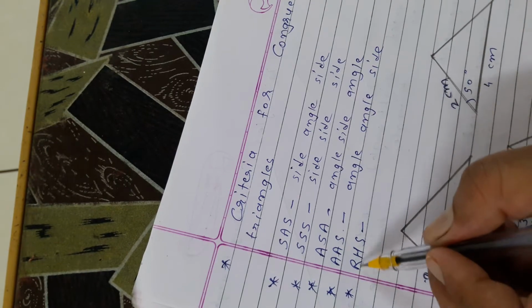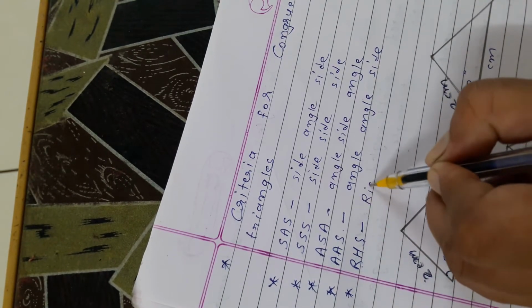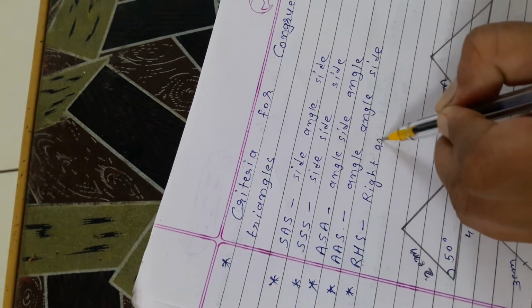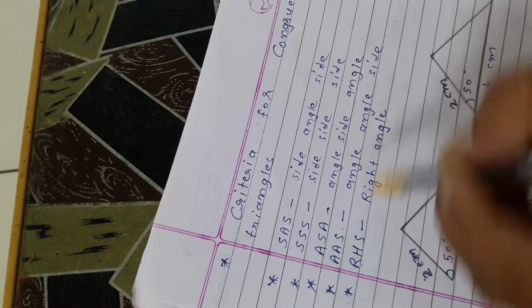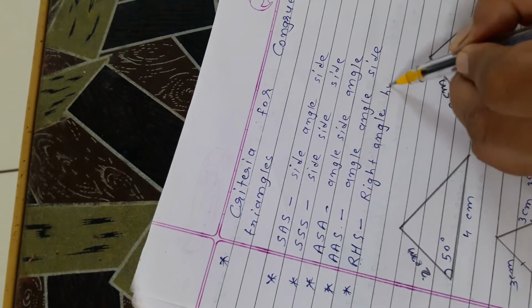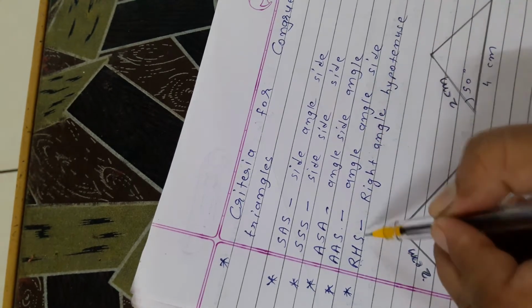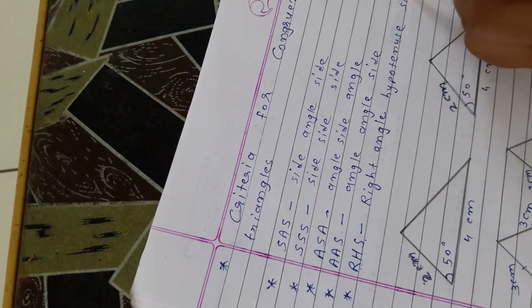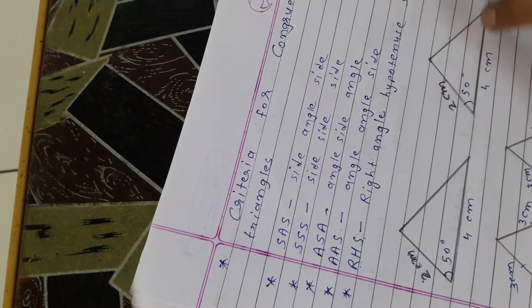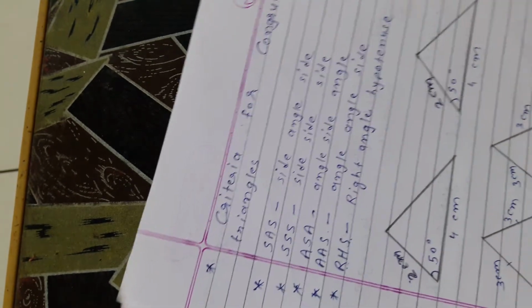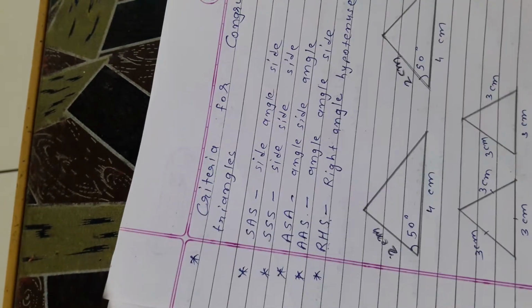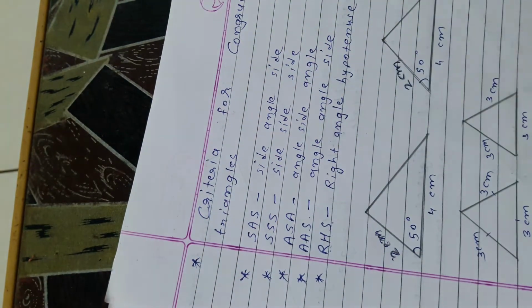And RHS: R is for right angle, H for hypotenuse, and S for side. Right angle, hypotenuse, side. So now I will explain these 5 criteria.